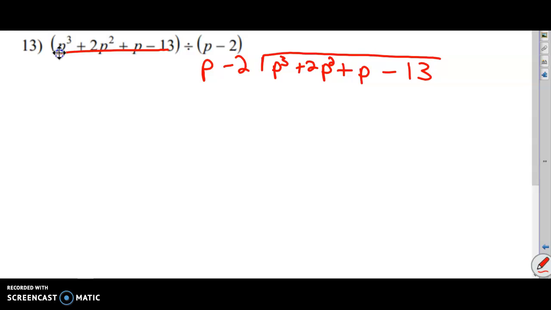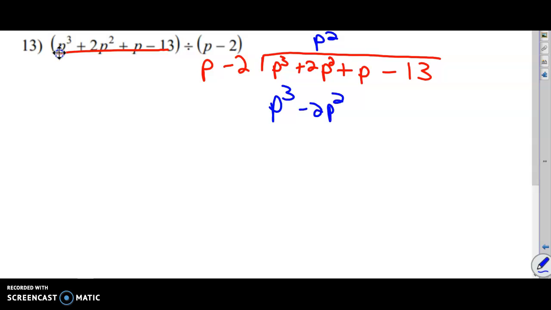We need to see how many times p goes into p cubed. It happens to be p squared times, because there are no coefficients, and p squared times p is p cubed. I'm going to take that p squared and put it in the p squared place value right above this 2p squared. So I have p squared times p, I get p cubed. I have p squared times negative 2, so I'm distributing it. I get minus 2p squared.